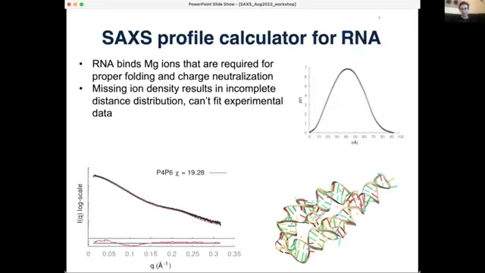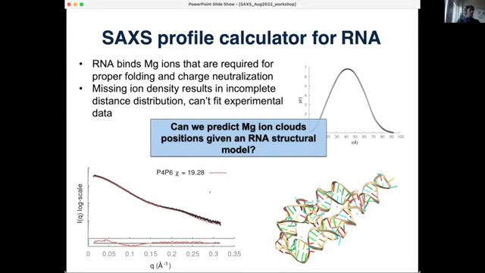And the last addition, which is very recent, and we are working on it with Michael right now, we are adding magnesium ions for RNA molecules. So RNA binds magnesium ions, which are required for proper folding and charge neutralization, and obviously missing ion density can result in incomplete distance distribution. So same story. And here you can see RNA doesn't have all the ions, and you can see that it doesn't fit the data very well.